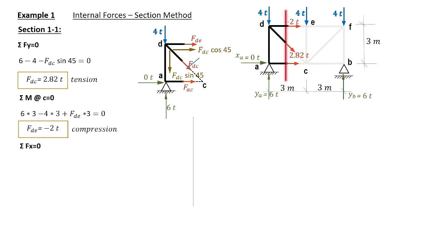Sigma forces in the x direction equals 0. We have all forces, all 1, 2, 3 forces in the x direction equals 0. We substitute for the value of DE and DC by the previously computed values, and we are left with the only unknown FAC to be 0 tons, and it is plotted on our diagram.